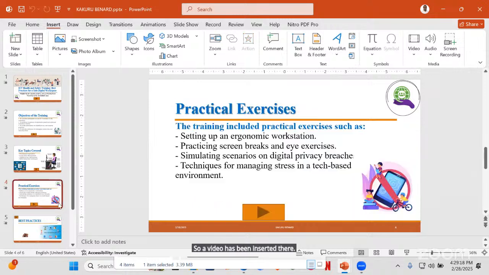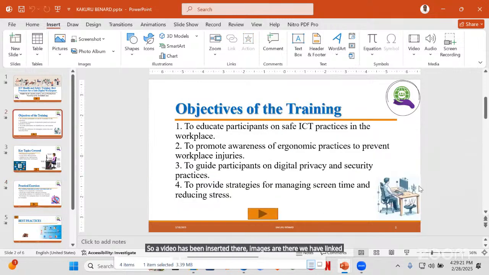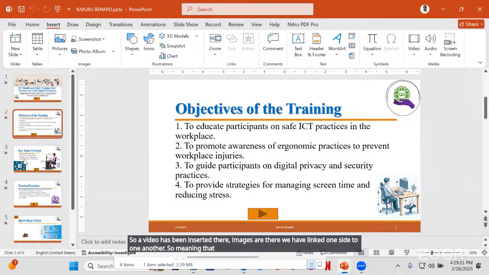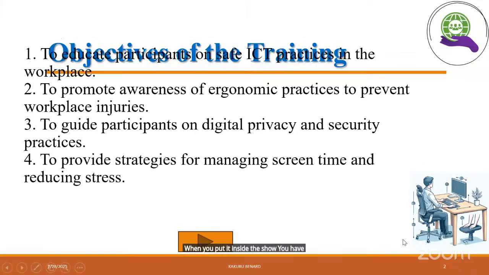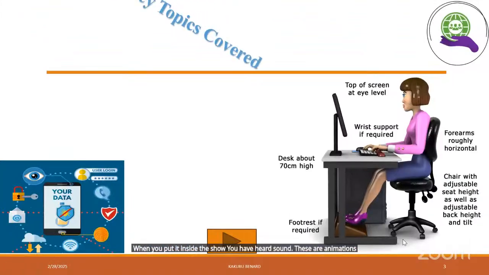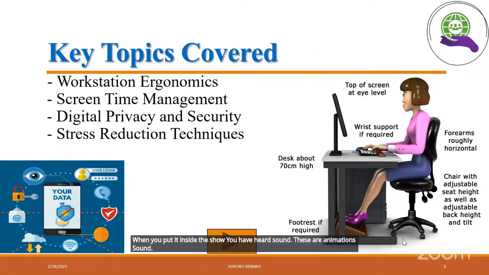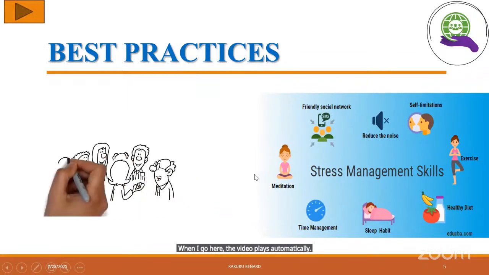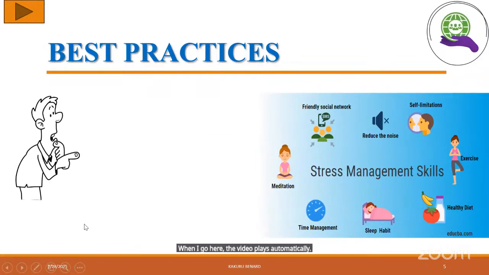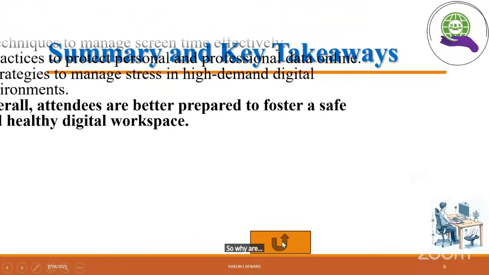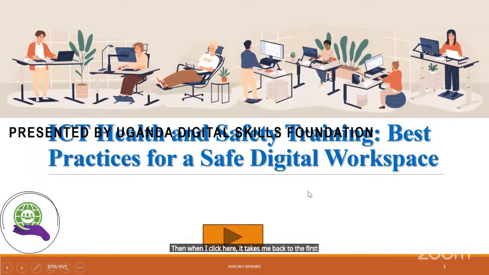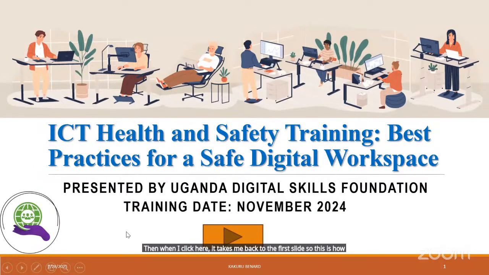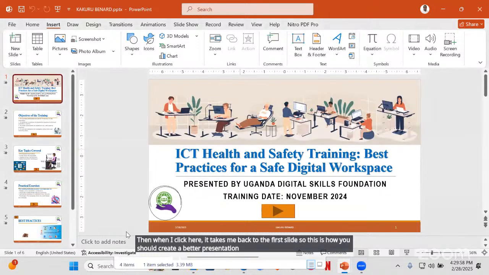Images are there. We have linked one slide to one another. So meaning that your presentation must be multimedia. When you put it slideshow, you have had sound. These are animations, sound, animations, transitions. When I click here, next slide comes. When I go here, the video plays automatically. Then when I click here, it takes me back to the first slide. So this is how you should create a better presentation that will earn you good scores.